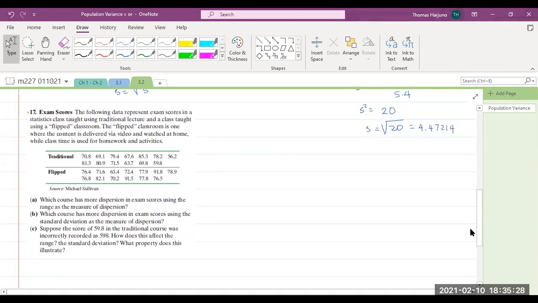Same question we have from 3.1, but this time we want to see which has more dispersion. So the purpose of standard deviation and variance is to measure how the data varies from the mean. Okay, it's basically like this before we really do number 17. Let's consider the following situation.